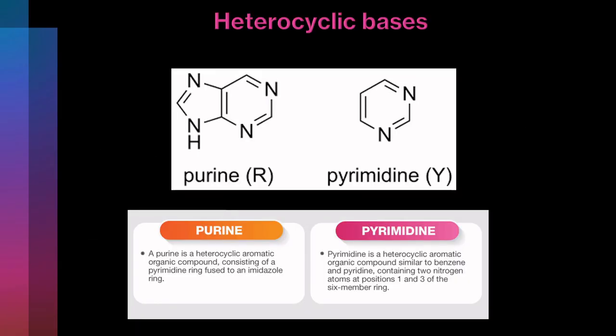Now, coming to the heterocyclic bases present in nucleic acid, it contains 2 types of bases. One is pyrimidine. We know pyrimidine is a heterocyclic aromatic compound which contains 6 members in its ring. It contains 2 nitrogen atoms at position 1 and 3 in the 6-membered ring. Purine base is a fused heterocyclic compound containing a pyrimidine ring fused to an imidazole ring.